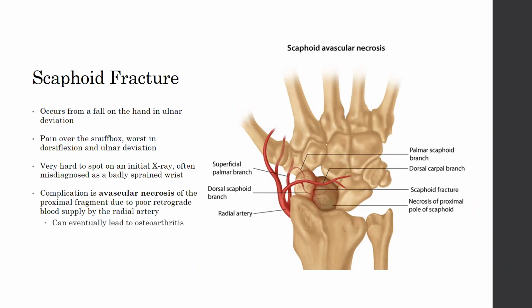Yes, the complication you need to know is avascular necrosis of the proximal fragment. This is pretty common, I'd say. Maybe it's in 30% of proximal scaphoid fractures. And due to the poor retrograde blood supply from the radial artery, you're not going to get enough blood to help your bones fuse together and recover. So this definitely requires surgical intervention.